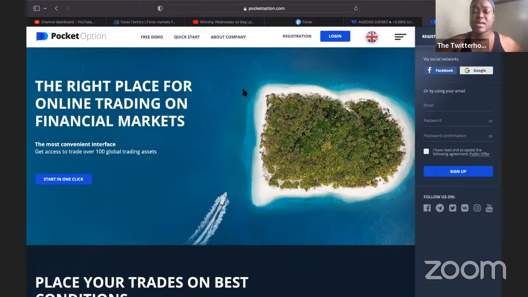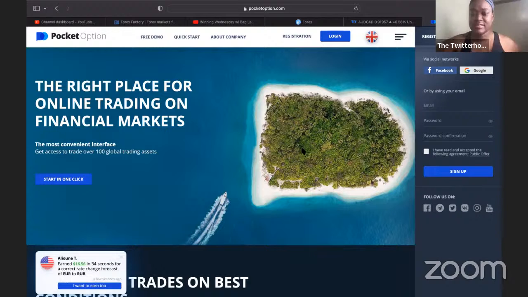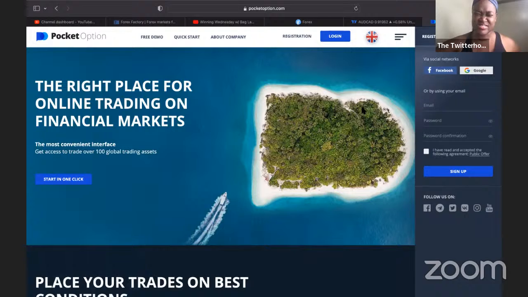So when you go to pocketoption.com, you're going to see this beautiful island here. I'd love to be on an island right now. I'm kind of feeling, ugh.